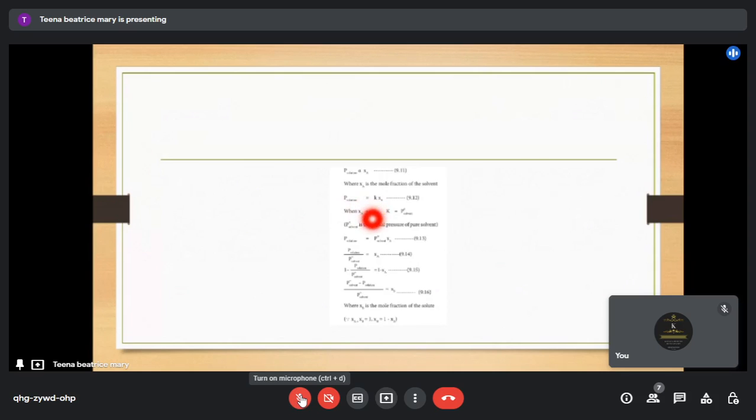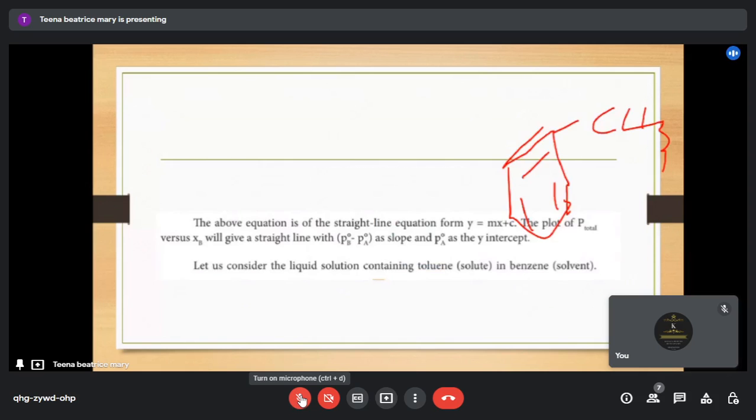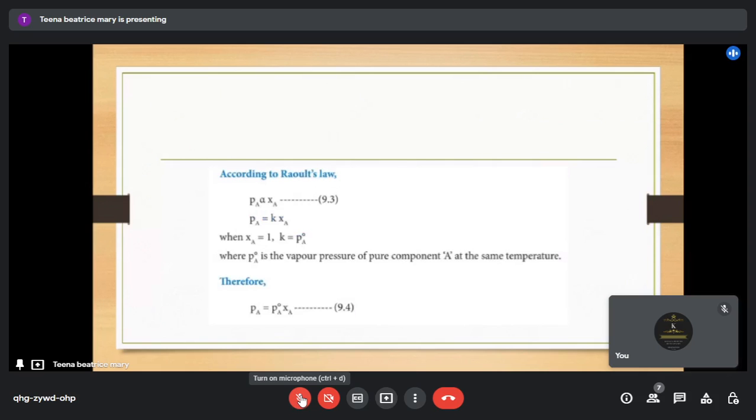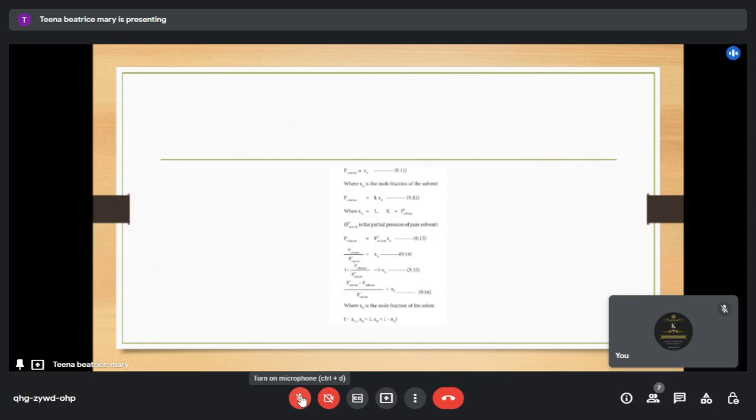Why is the value of K equal to P naught solvent? Why have they given P naught solvent here? In the previous case, what is the value of K? The K value is P naught A. So here the value of K is P naught solvent. Why have they given P naught solvent? Here the vapor pressure depends upon the pure solvent. So if you look at the value of that constant, it becomes K is equal to P naught solvent.